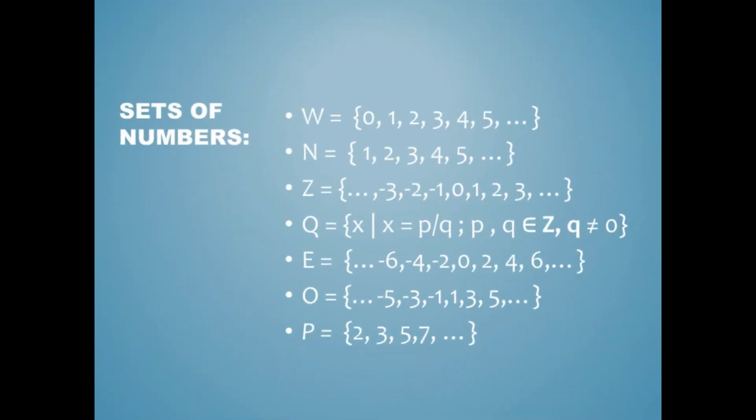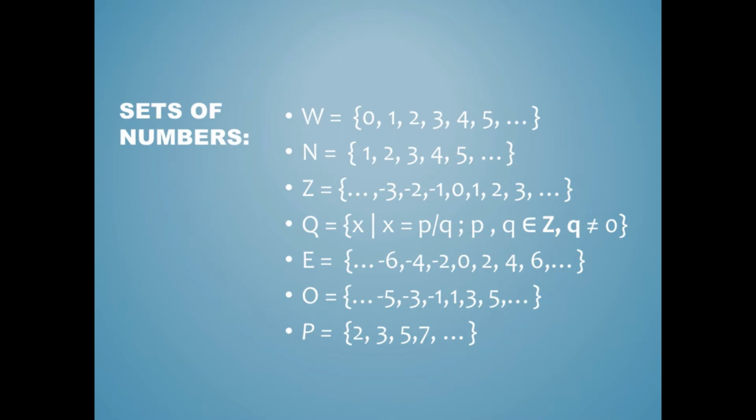Sets of numbers. You all know about different types of numbers: whole numbers, natural numbers, rational numbers, integers, even numbers, odd numbers, prime numbers. W represents whole numbers. We have all the whole numbers inside the bracket: 0, 1, 2, 3, 4, 5, and so on. N is called natural numbers. 1, 2, 3, 4, 5, and so on are all the natural numbers. We are writing these numbers within curly brackets. It means we are writing a set of natural numbers. Z is called integers. Integers include 0, plus minus 1, plus minus 2, plus minus 3, plus minus 4, plus minus 5, and so on.